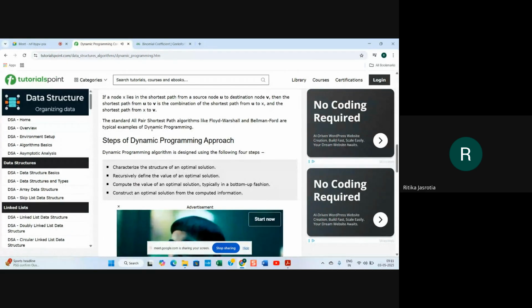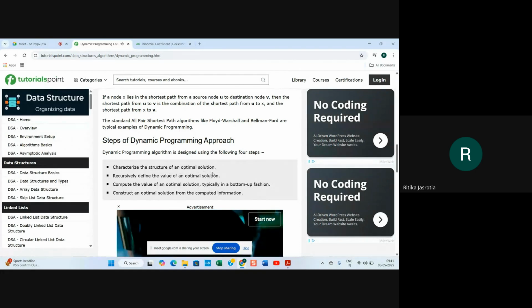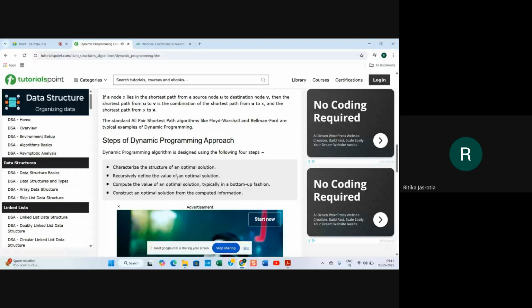So the steps of the dynamic programming approach are: characterize the structure of an optimal solution, recursively define the value of an optimal solution, compute the value of an optimal solution, typically in a bottom-up fashion, and construct an optimal solution from the computed information. So you will first characterize the structure of the optimal solution, then recursively define its value, compute the value in a bottom-up fashion, and construct an optimal solution from the computed information.